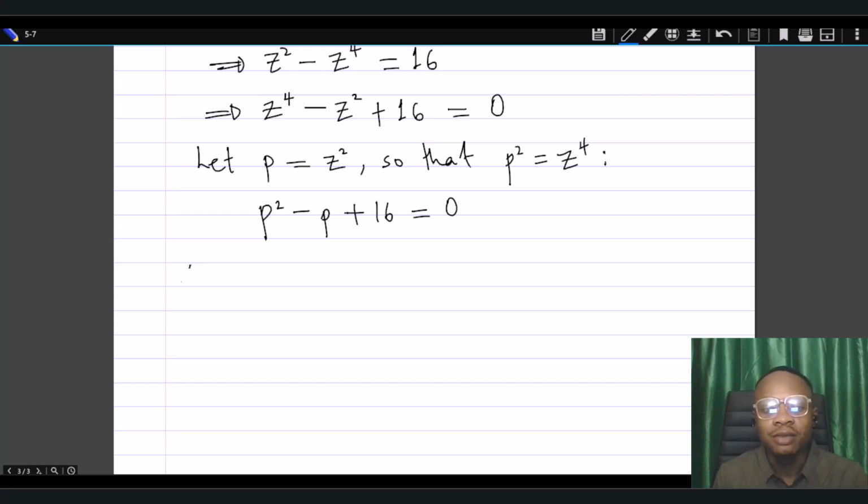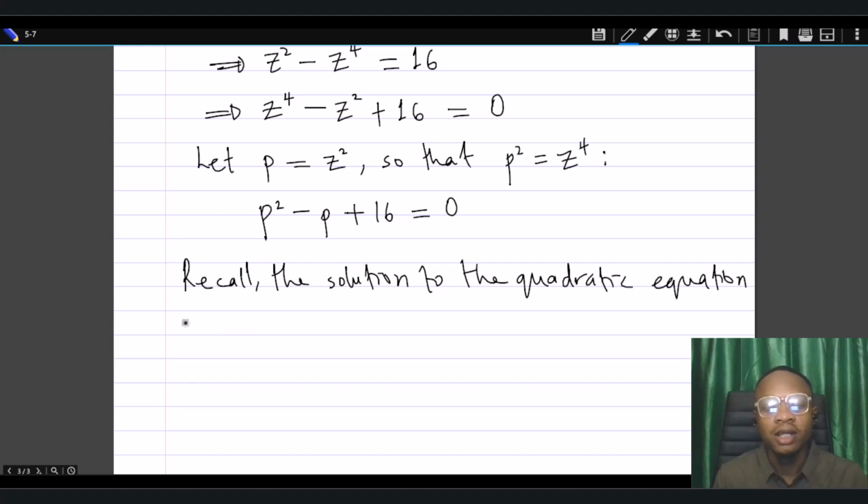therefore, we now say P will be equal to, don't forget how this works. I want to write that out formally first. Recall that the solution to the quadratic equation ax squared plus bx plus c equals 0 is given by this quadratic formula. Some people call this almighty formula.